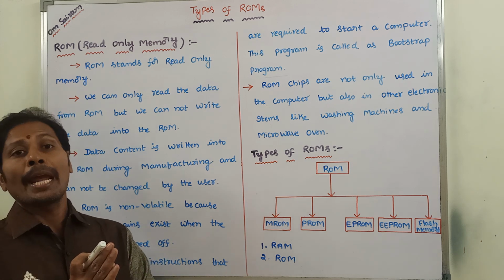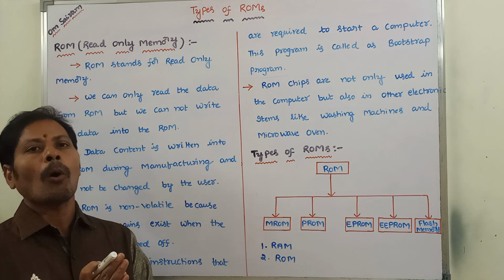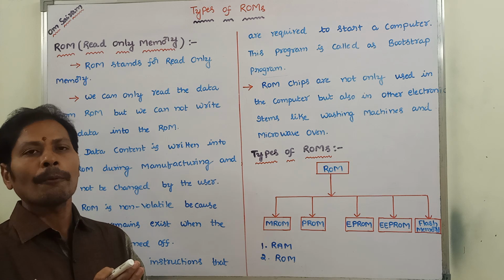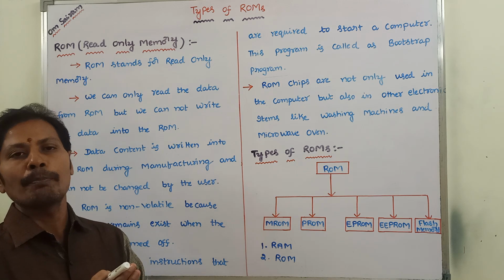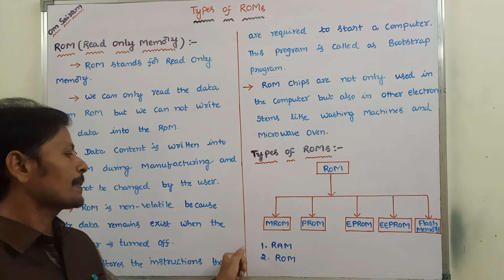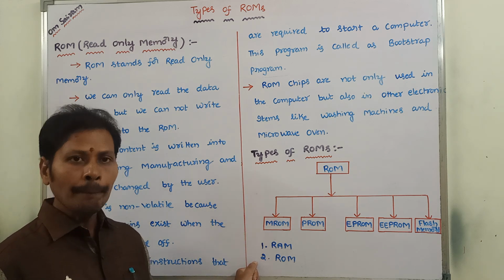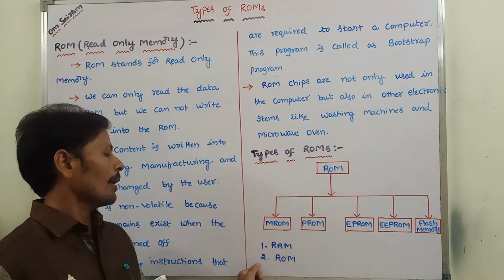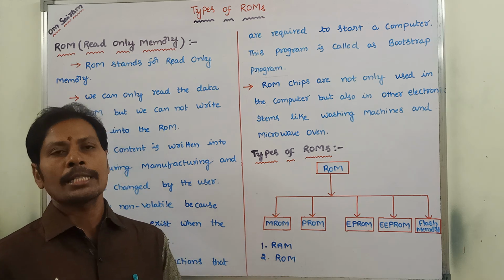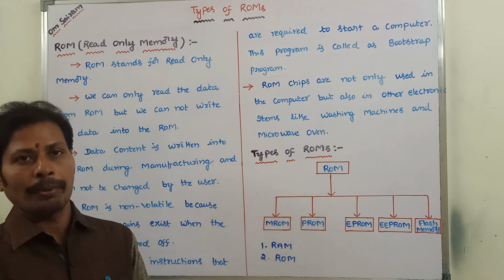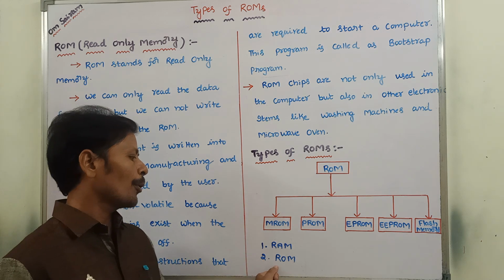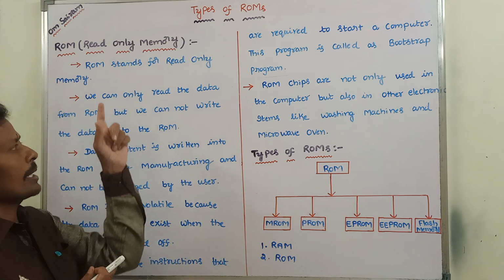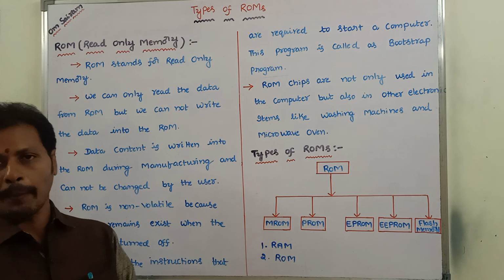Generally, main memory can also be called primary memory. That main memory or primary memory can be classified into two types. First one is RAM. RAM stands for random access memory. Second one is ROM. ROM stands for read only memory. Now, in this video, we have to discuss ROM.